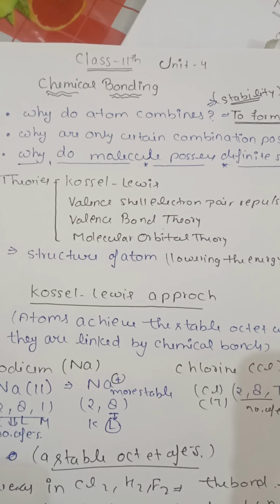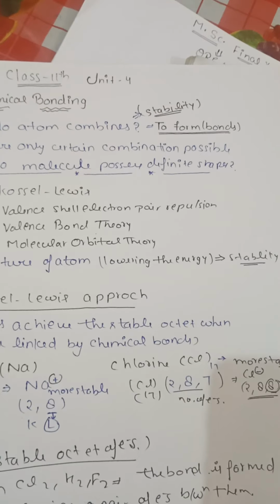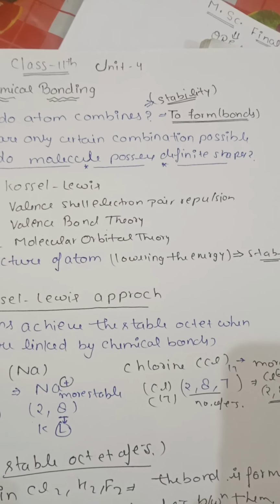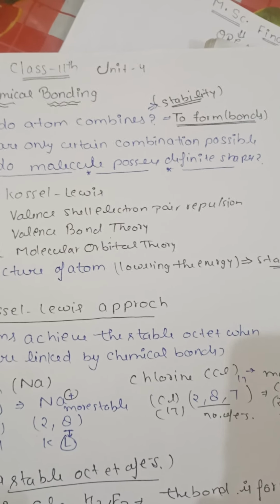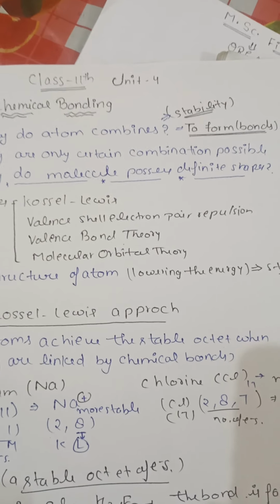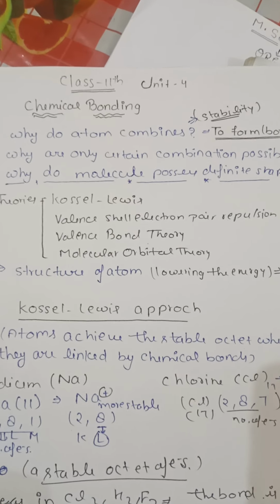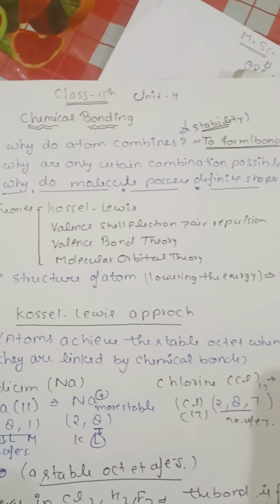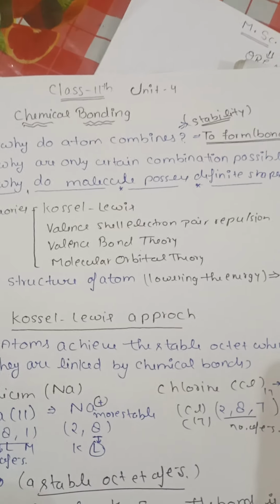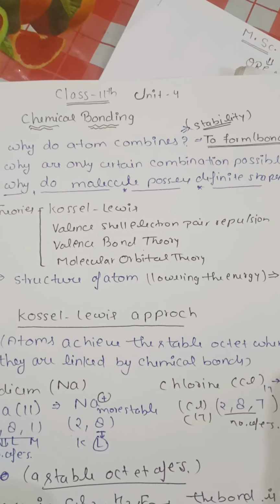Why do atoms combine? Atoms जो आपके होते हैं वो कंबाइन क्यों करते हैं? To form bonds, बॉन्ड्स बनाने के लिए। इसीलिए आपको पहले पढ़ना पड़ेगा कि बॉन्ड्स बनते कैसे हैं। ठीक है ना? एक एटम अगर बॉन्ड बनाता है तो क्यों बनाता है? Why an atom requires to form a bond? Why are only certain combinations possible? दैट मीन्स कि आपके एटम्स हर तरीके से कंबाइन नहीं हो सकते। There should be certain rules to follow.